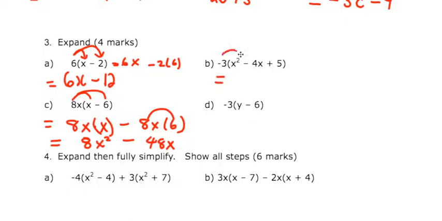Here, multiply this all the way through. Minus 3 times all these terms: minus 3x squared, plus 12x, minus 15. Okay, can't do anything with these. It can't go any further. It's fully simplified, so you're done.